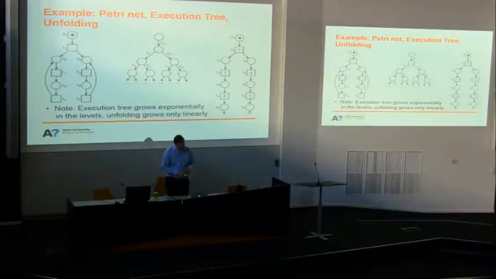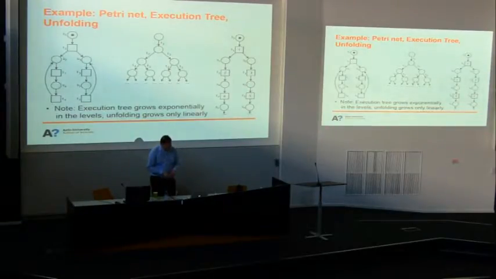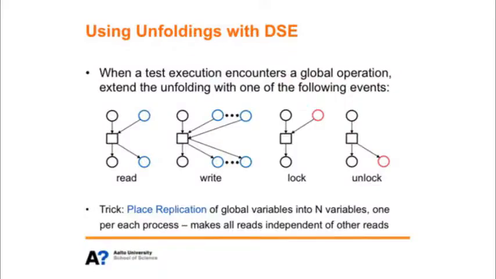So in order to get closer to the unfolding, you should use partial order reduction techniques on the execution tree. Okay, so that's one example.